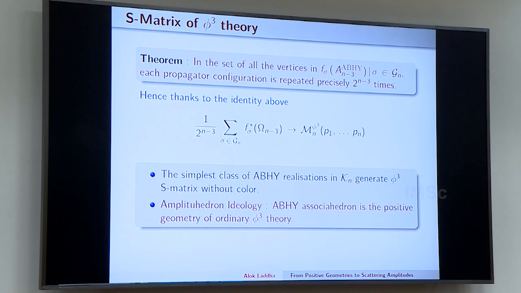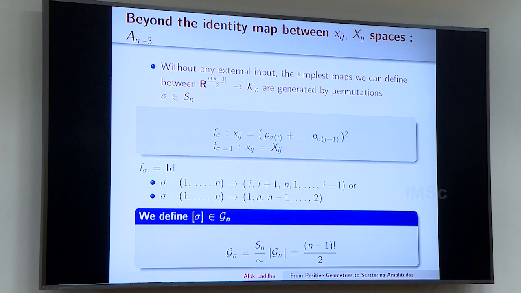And so here is the exact result: you look at the push forward of this canonical form by all these maps and just divide by a normalization, and that gives you the phi cube S matrix. So this is an interesting fact, that the ABHY realization, the simplest one we could come up with in the kinematic space, gave us the S matrix of phi cube theory without color, and to define this map we used no external input. The only thing we used was the fact that we had a freedom to not identify Xij with capital Xij, but do the first equation in this area.